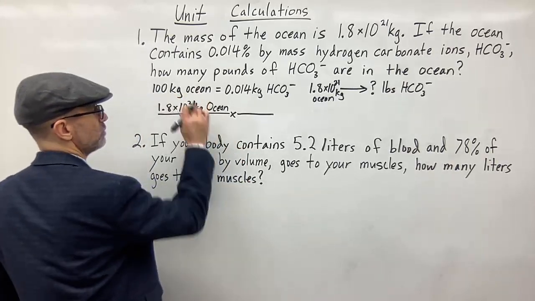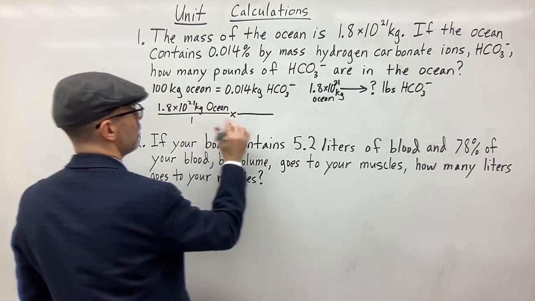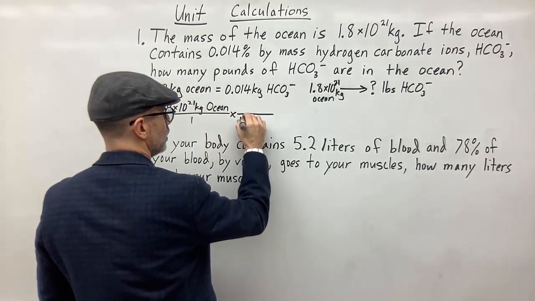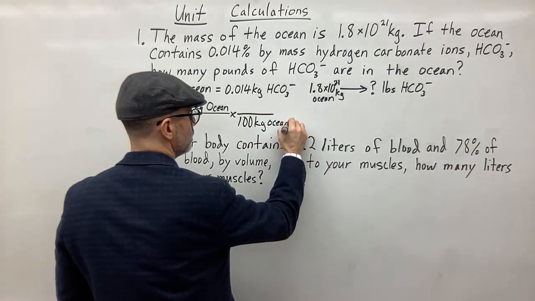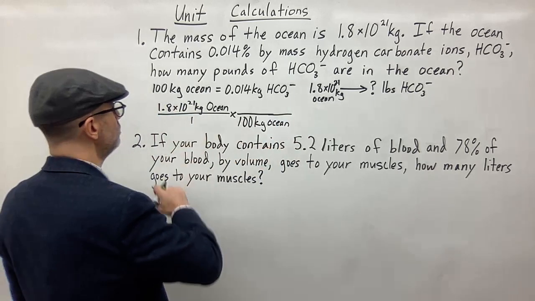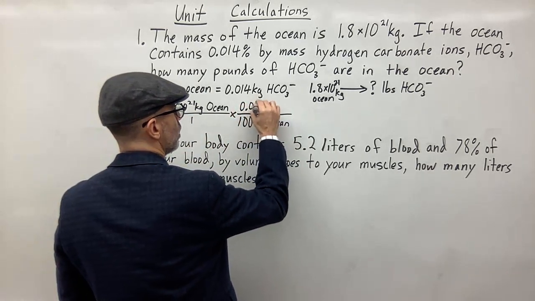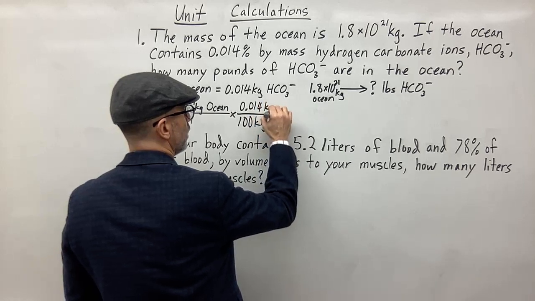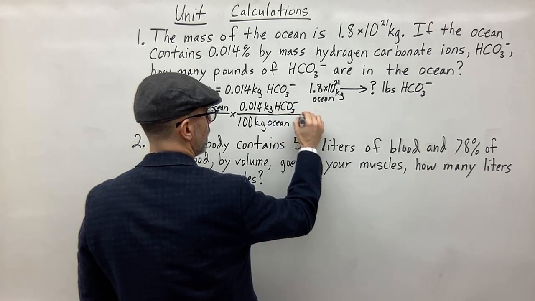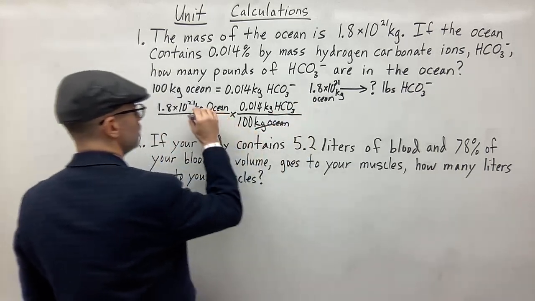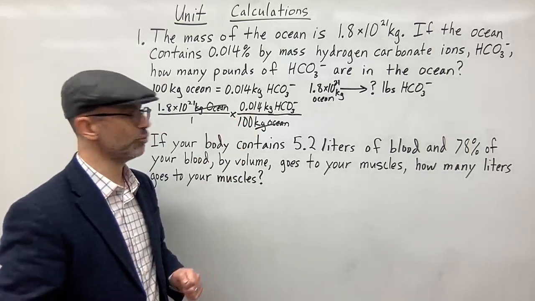So 100 kilograms of ocean goes on the bottom because I have kilograms of ocean on top. I want to cancel that out. So I'm going to put 100 kilograms of ocean on the bottom. And then on top, 0.014 kilograms of the hydrogen carbonate ion. So kilograms of ocean cancel out. Now I have kilograms of HCO3.